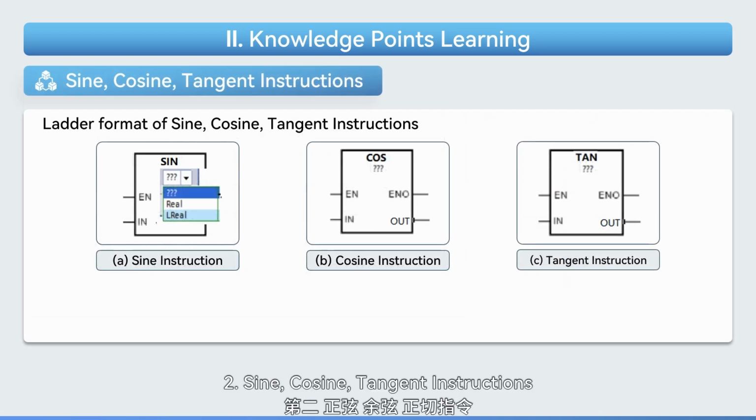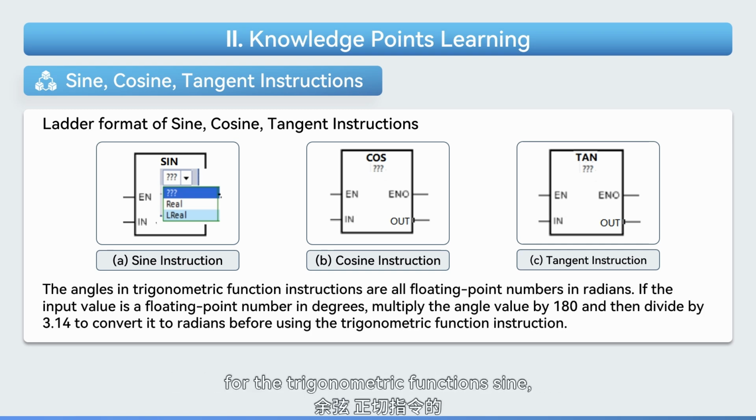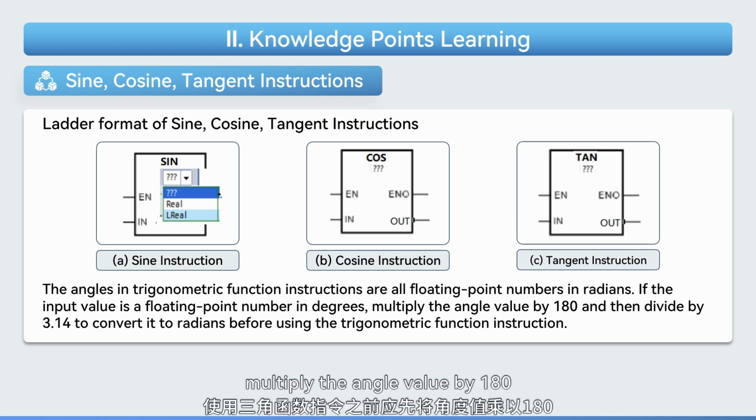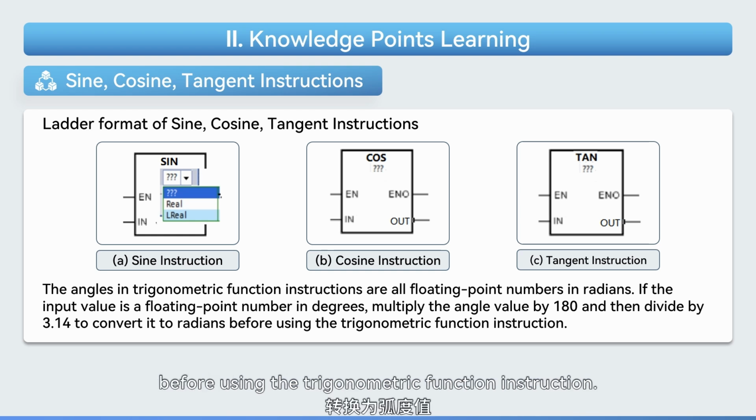2. Sine, cosine, tangent instructions. The diagram shows the ladder diagram expressions for the trigonometric functions sine, cosine, and tangent. The angles and trigonometric function instructions are all floating point numbers in radians. If the input value is a floating point number in degrees, multiply the angle value by 3.14 and then divide by 180 to convert it to radians before using the trigonometric function instruction.